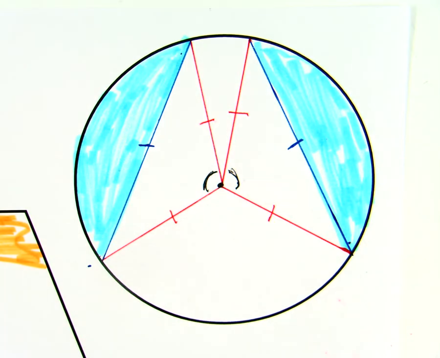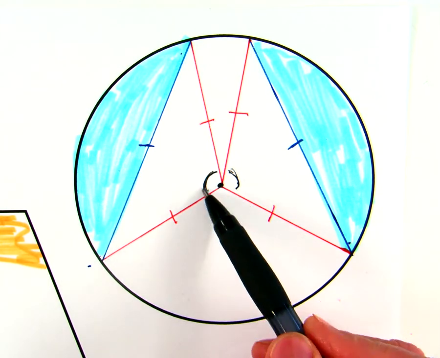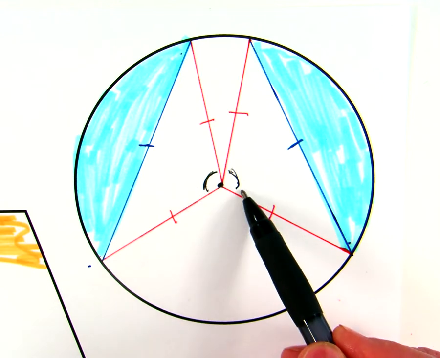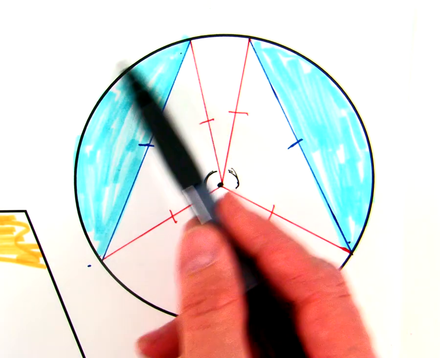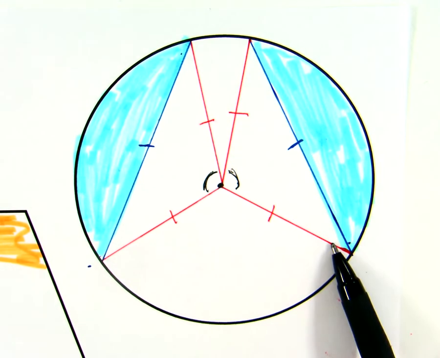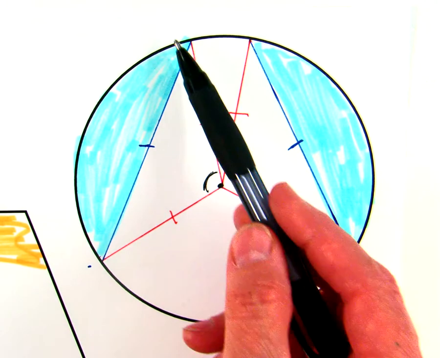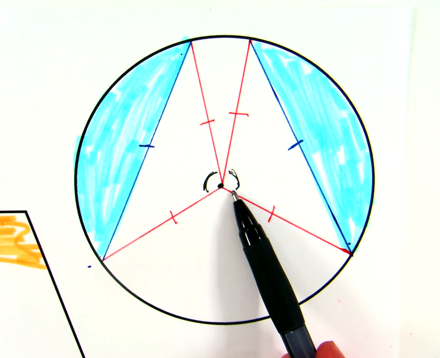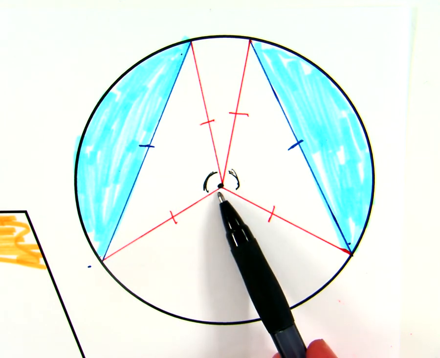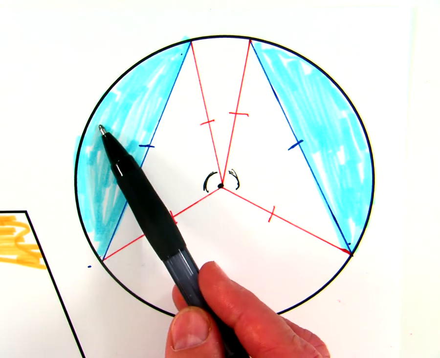Okay, what does that get us? Well, we're talking about arcs and chords now. So, look, the angle on the left is the same as the angle on the right because they're from congruent triangles. They are central angles because they're at the center. So the arcs that they subtend are equal. This blue arc is equal to this blue arc because they have come from congruent central angles. Everybody see that?